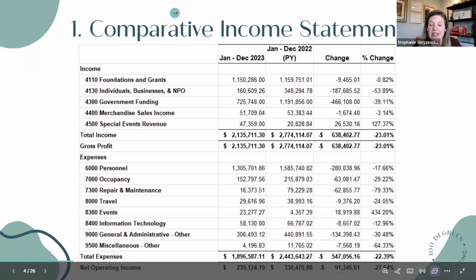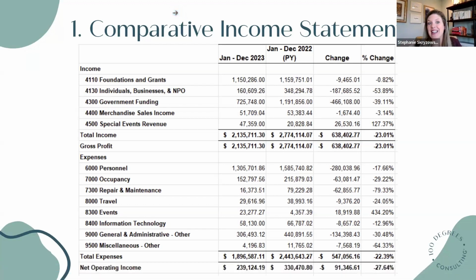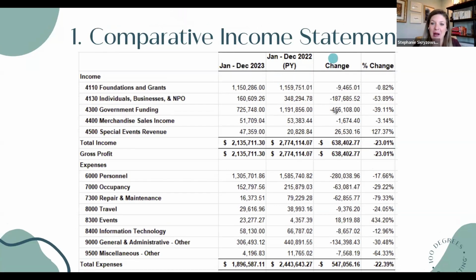But the thing that I want to note that I see a lot of organizations not doing is looking at a comparative income statement. So you can see here, we are comparing one period to the prior period and showing the amount change and the percentage change. And this is important because we need to have our data sort of anchored, right? We need a comparison point so we can see, all right, are these numbers good? Are these numbers bad? I don't know if I'm not comparing them to anything else. So this is really important.